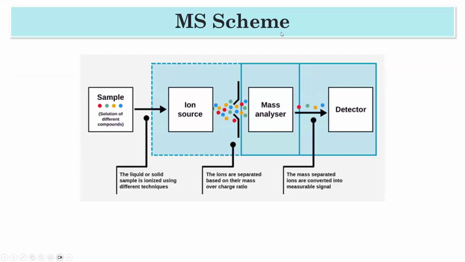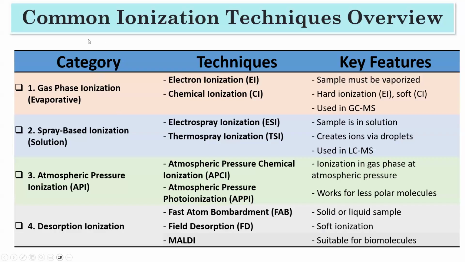So let's go to part one. As yesterday, we have a sample in mass spectrometry, and the sample is introduced to the ionization source, then the mass analyzer, and it will go to the detector. These are the ionization techniques that I discussed yesterday. There are different kinds: gas phase ionization, spray based ionization, atmospheric pressure ionization, and desorption ionization.